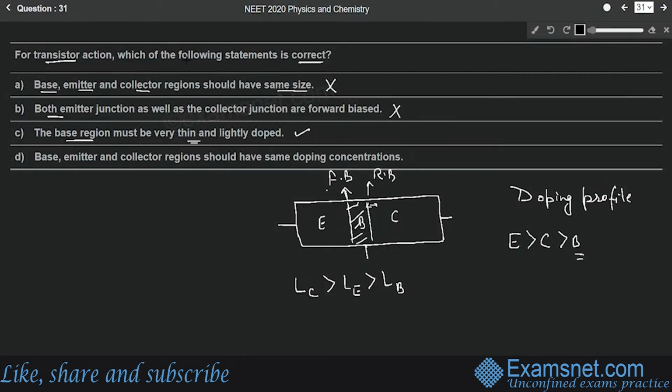Got it? Now we come to the last statement. It says base, emitter and collector regions should have same doping concentration. So just now we saw the doping profile. So these are not same, right? So this is also incorrect. That means only option C is correct.